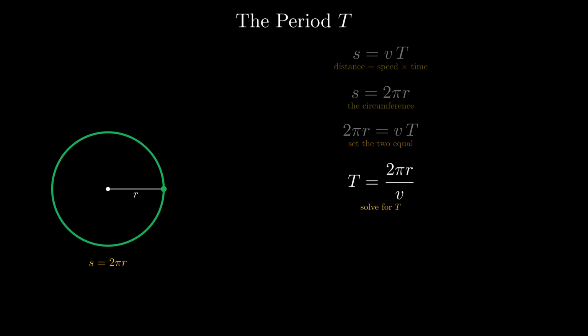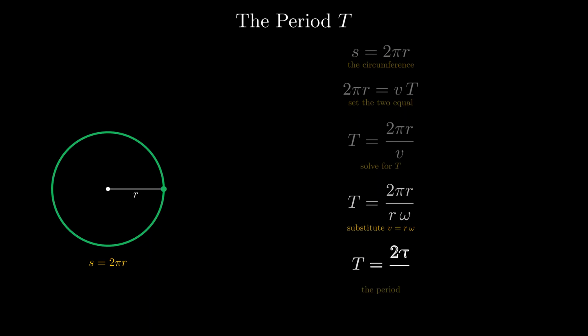But the speed is v equals r times ω, so substitute. T equals 2πr divided by rω. The radius cancels top and bottom, leaving T equals 2π divided by ω. The period depends only on the angular speed. The faster the object sweeps angle, the shorter the time for one trip around.